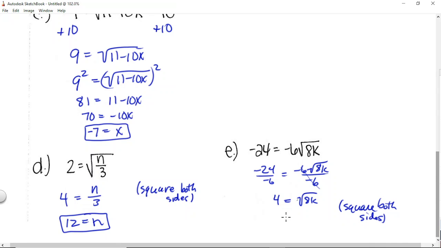We'll just write over there so we'll know what we did. And you get 16 equals 8k. Squaring cancels with the radical, right? Now divide both sides by 8, and we get 2 equals k.